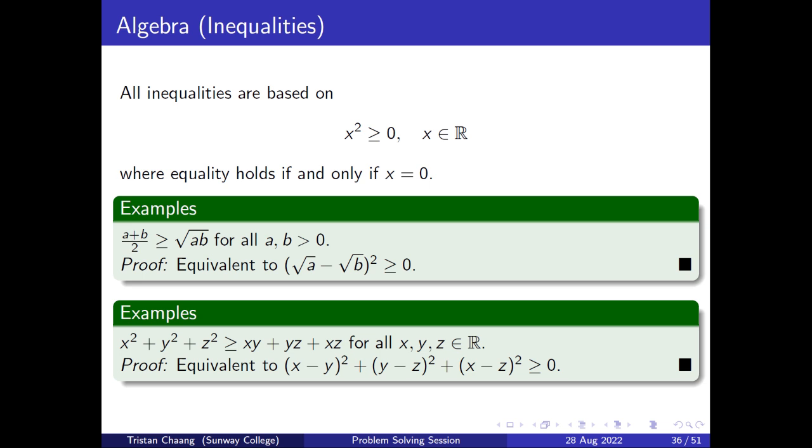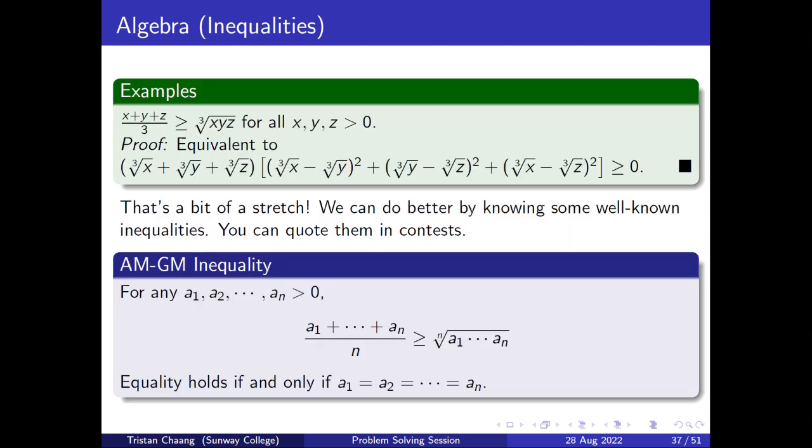This one over here. You start off, you want to prove x plus y plus z over 3 more than or equal to cube root xyz. Apparently, you can expand this whole chunk of things, which I had to look up myself as well. But this chunk of things would eventually simplify to x plus y plus z over 3 minus cube root xyz. So you can kind of see how these things can grow quite complicated, right?